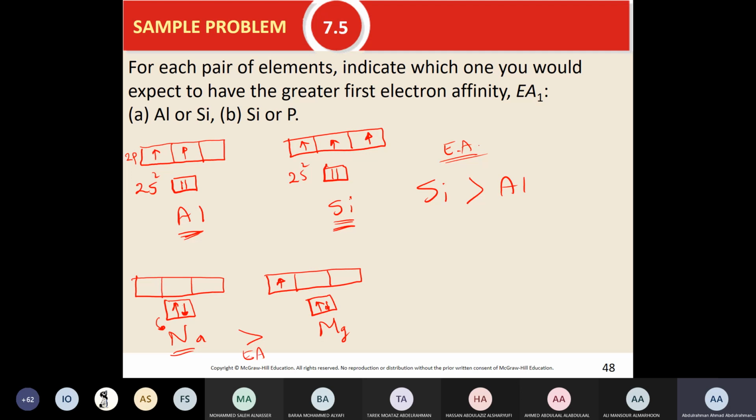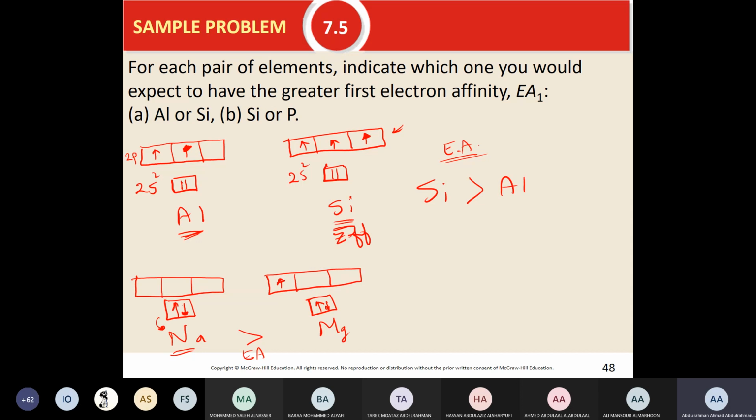So sodium has higher electron affinity than Mg. But here, there are already electrons, and we're adding to the p orbital. So which is easier to add to, here with the new electron, or here? It's easier to add here. Why? Because Z effective is higher.